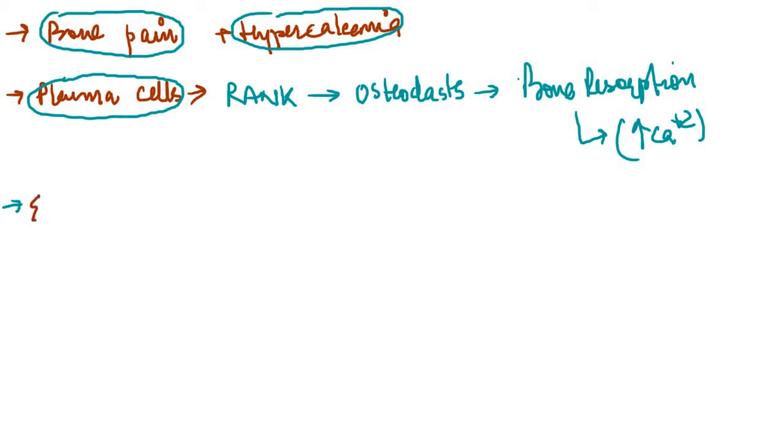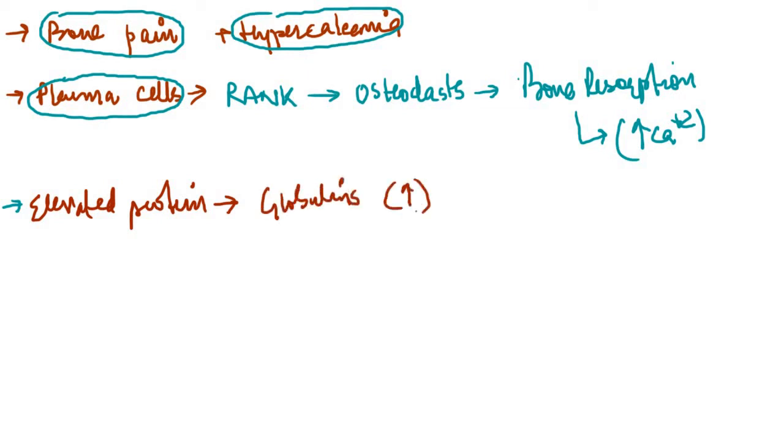Now the second clinical feature is that in multiple myeloma, there is elevated protein in the blood. You know that these plasma cells produce the antibodies, and antibodies are the gamma globulins. As a result of the increased production of these antibodies, the globulins in the bloodstream will increase, resulting in an increase in the total protein within the blood.